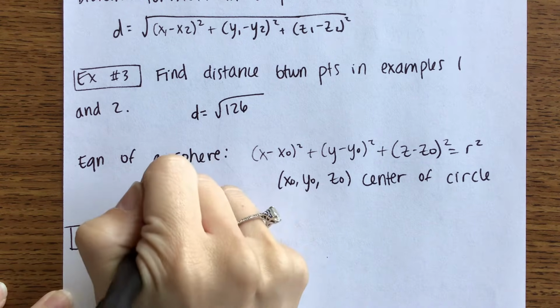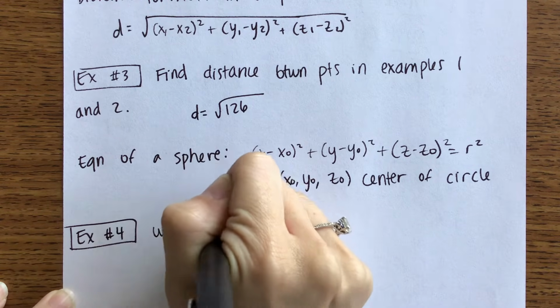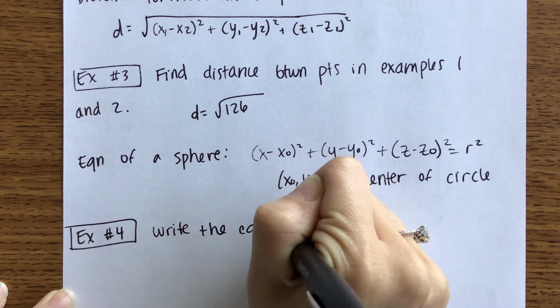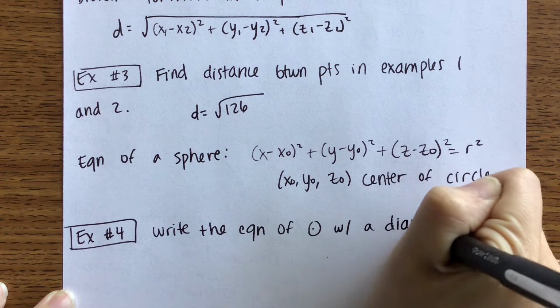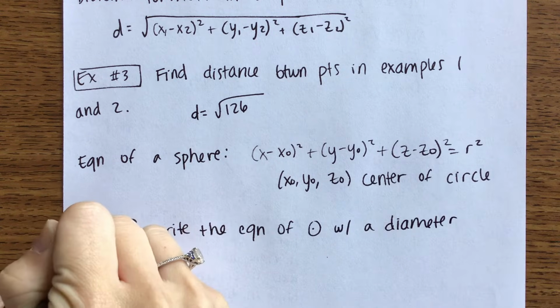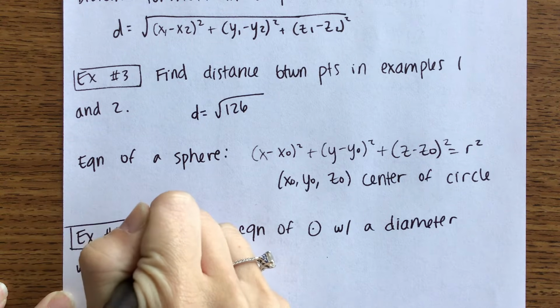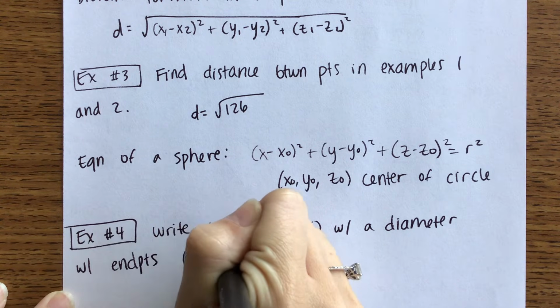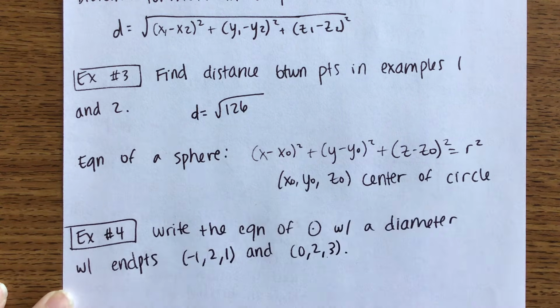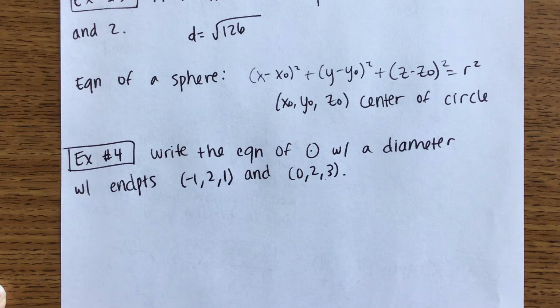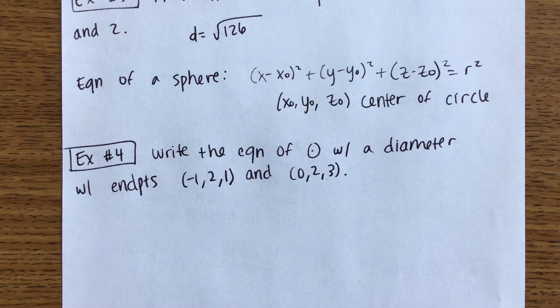When you are ready, you are going to write the equation of the sphere with a diameter that has endpoints (-1, 2, 1) and (0, 3...). Never mind, we're going to do it together. We don't have time for you guys to do it. Is that okay? Yeah. Okay, great.